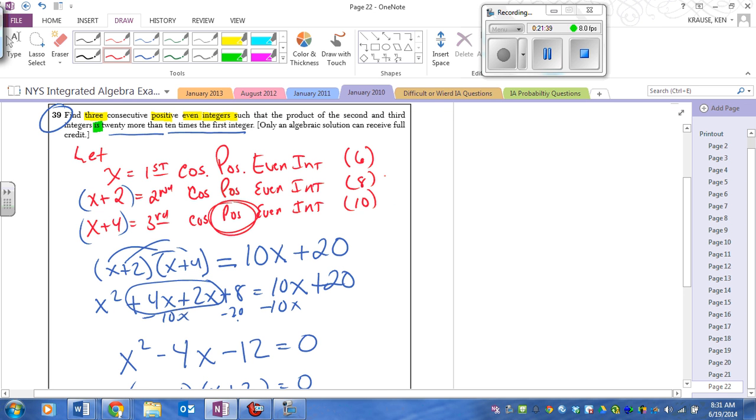Now I'm going to check it. Product of these two is 80. And it's 20 more than 10 times this. So if I multiply this by 10, you get 60. Add 20, I get 80. There's my check. So here's my answer right here. And we are done.